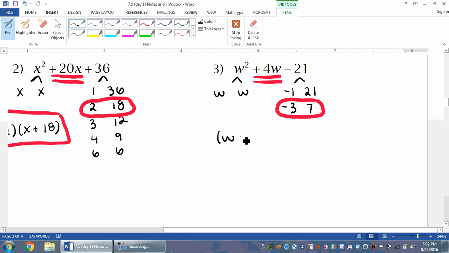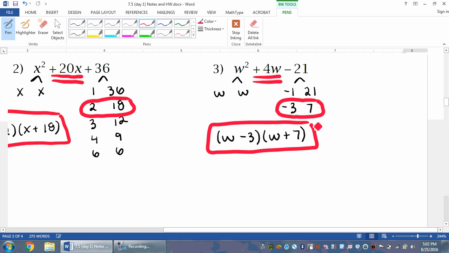I have W minus 3, W plus 7. Now, what if you wrote negative 21 and had the negative with the 7 instead of the 3? Well, 3 minus 7 would equal negative 4. But since we want a positive 4, that's an easy mistake to fix. We're just going to flip-flop where the negatives are. That might happen in your homework or the next couple of examples.